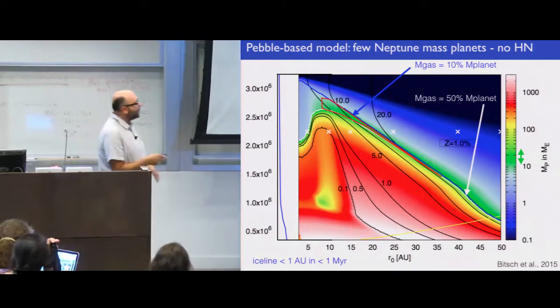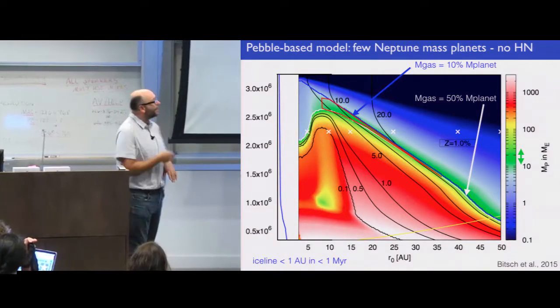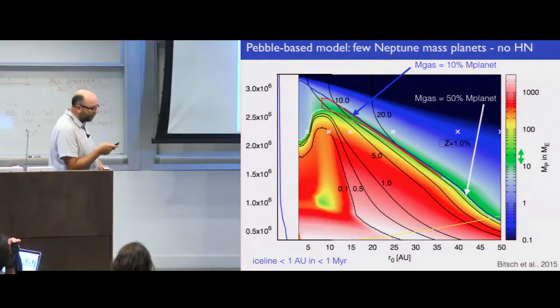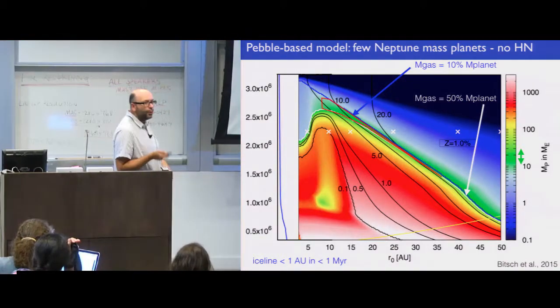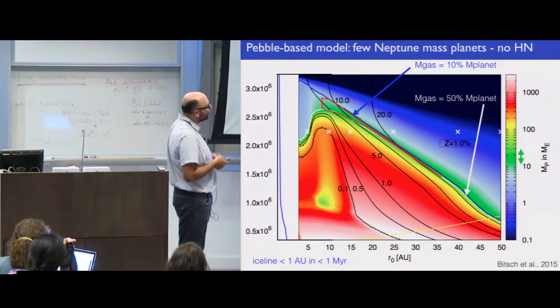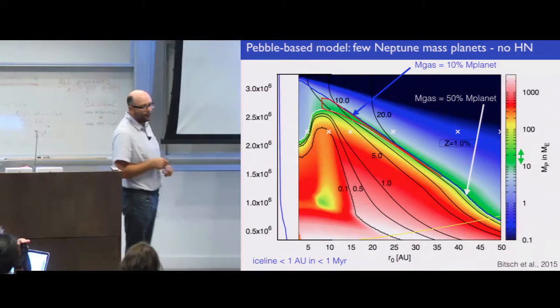Then if you take this kind of model and you look at the distribution of planets that are formed, you don't have many Neptune mass planets and you have no hot Neptunes. This is a problem because we know that there are many hot Neptunes that are observed.